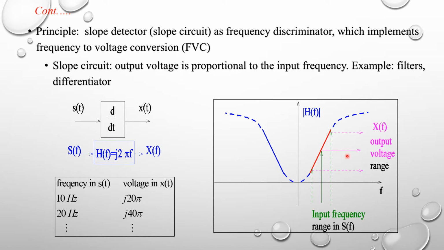This is the output of the filter circuit. X of f is the output variation in terms of voltage. The given input is frequency and this is the range. It varies from 10 to 30 kilohertz and this is the respective voltage.